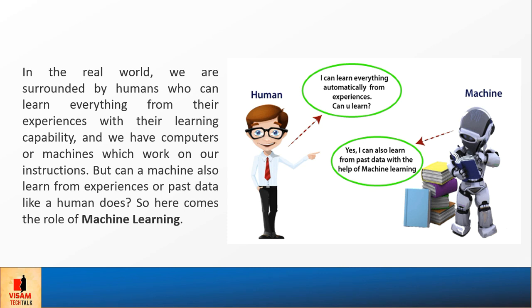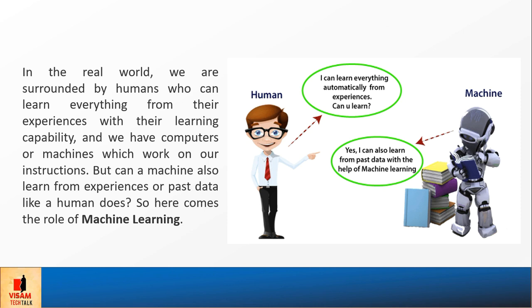If you see this example here, what the human is saying is, I can learn everything automatically from experience. The same way, a machine can also understand by feeding the machine with past data. If you feed some data into the machine, based on the data it can consider it as a model. Based on that model, if you give any new data you want to analyze, by matching this data with the past data loaded into the system, it is going to analyze the data and give the output.